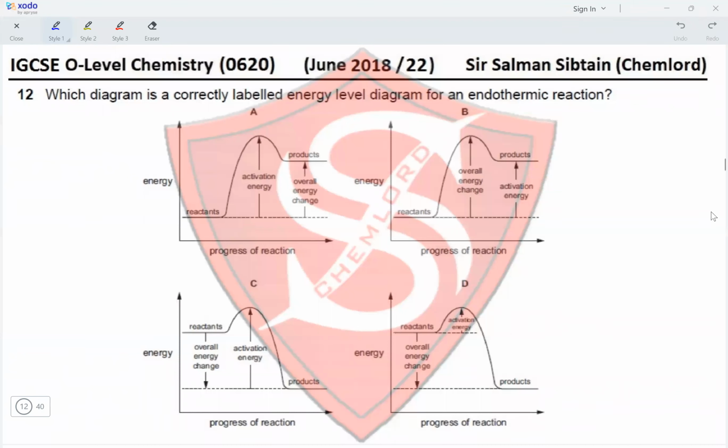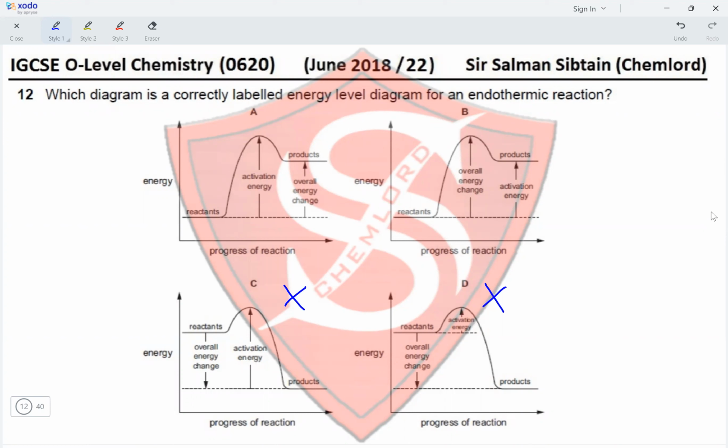Question 12. Which diagram is a correctly labeled energy level diagram for an endothermic reaction? So for endothermic reaction, the energy of the product is greater than the energy of the reactants, which automatically eliminates options C and D, which are exothermic energy profile diagrams.